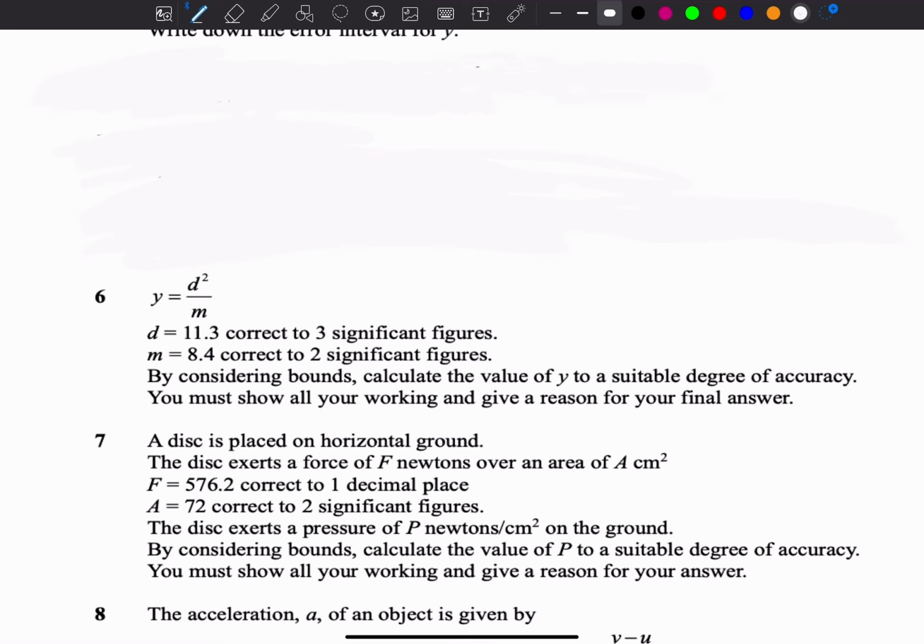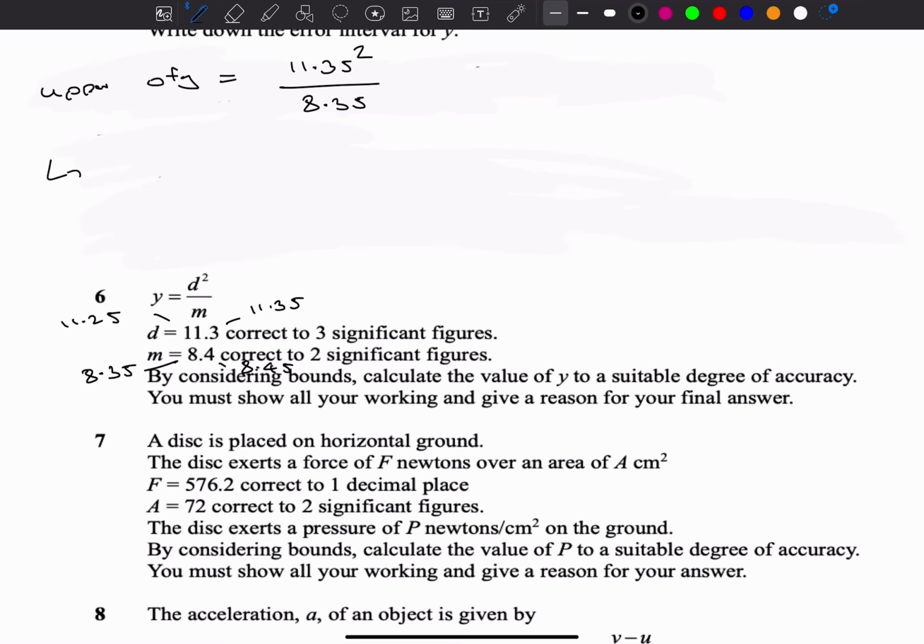Okay, so 11.35, 11.25, 8.45, 8.35. Same thing applies. Upper bound of y is upper divided by lower. Upper is 11.35. Make sure it's a square, yeah? Don't forget that.